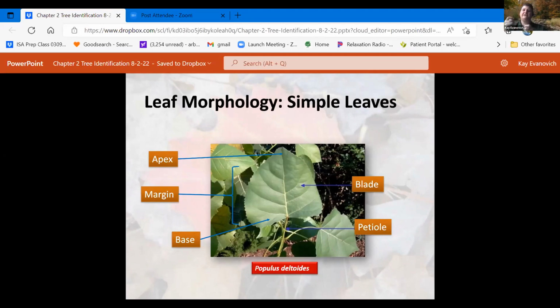This is a populus deltoides, right? A poplar. And then you have the base of the leaf. That can be different too. That shape on the base where it attaches to the petiole can be different for each leaf. So that's kind of the morphology for a simple leaf.